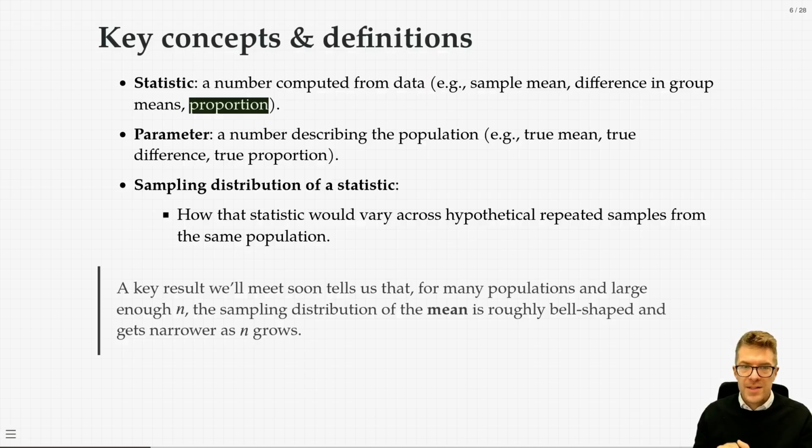A parameter is a number that describes the population. This can be, in this case, the true mean, the true difference, the true proportion. We're going to redefine parameters a little bit later in the machine learning section, but for now, this works. And then we have the sampling distribution of a statistic: how that statistic would vary across hypothetical repeated samples from the same population. Okay, so this is related again to that third category of distribution.